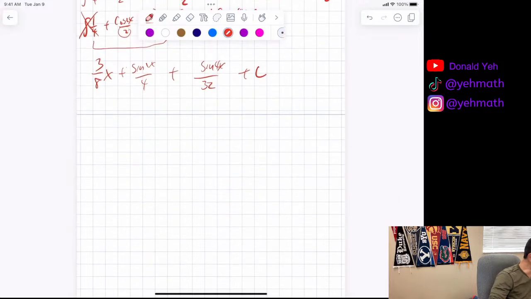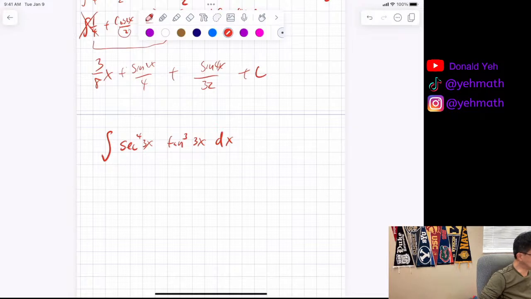Okay, this is something you can take the integral of. Use the same idea as before, but let's see if you guys can figure this out. Use the same idea as before. So what's the practical application of secant to the fourth 3x and secant to the third 3x? Probably none.